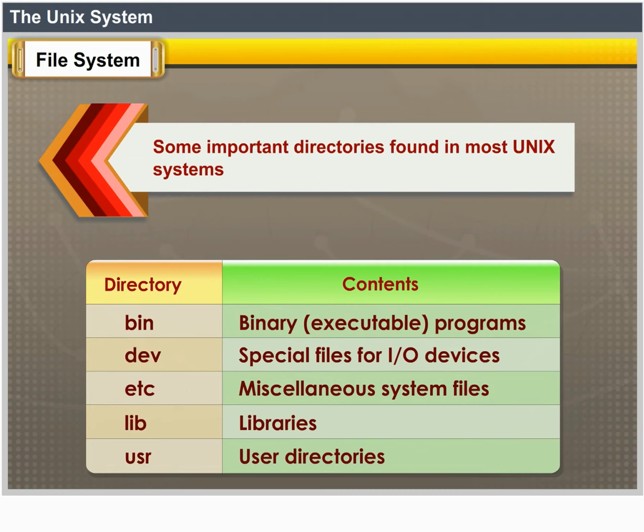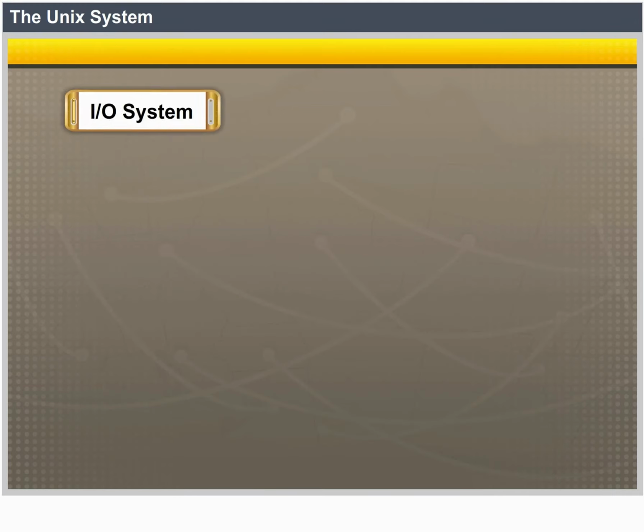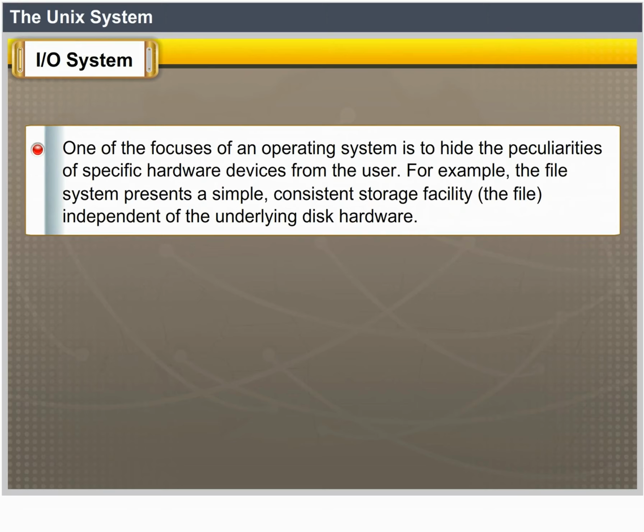Input-output system. One of the purposes of an operating system is to hide the peculiarities of specific hardware devices from the user. For example, the file system presents a simple, consistent storage facility, the file, independent of the underlying disk hardware.